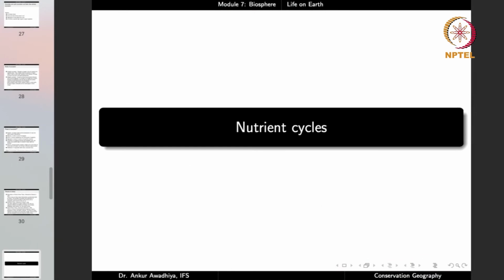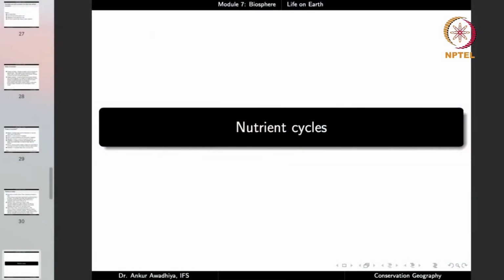Next, let us have a look at nutrient cycles. When we were talking about ecological succession, the most important point was the availability of nutrients. In the case of bare rock, there are no nutrients available because there is no soil. Other communities were able to come into the area when the soil got formed through the process of weathering and through the deposition of humus.